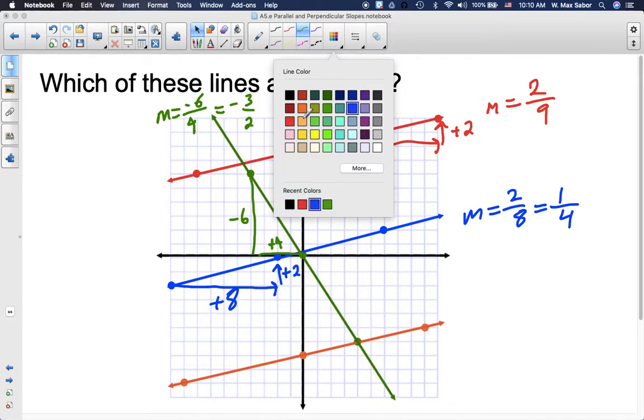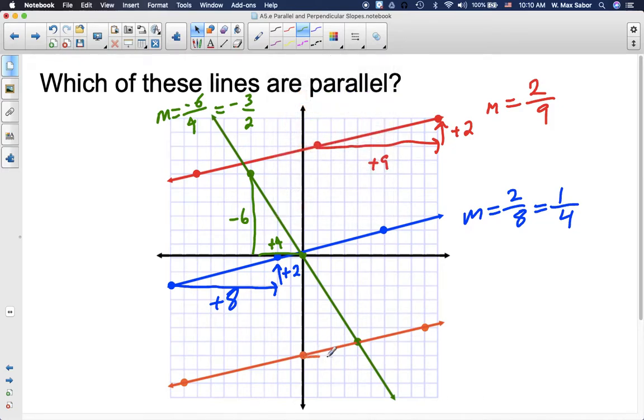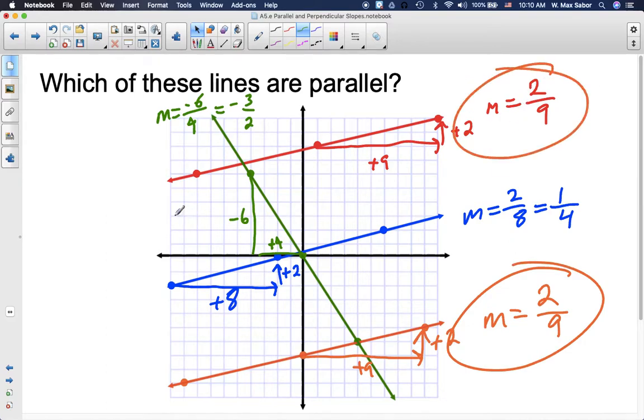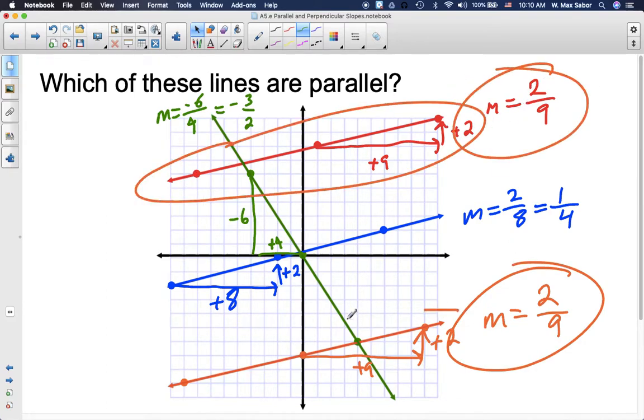Let's look at the last one. This is going right 9 and up 2, so 2/9 is the slope. These two are the parallel lines. This line is parallel to that. The blue and the green lines are not parallel to either of them because they have different slopes. Just because it's obvious that the green line is not parallel, you could skip checking it, but the blue one you have to double check based on the slope.